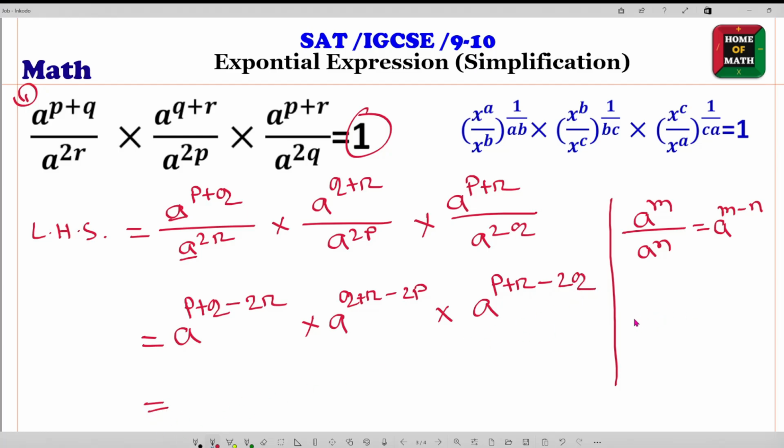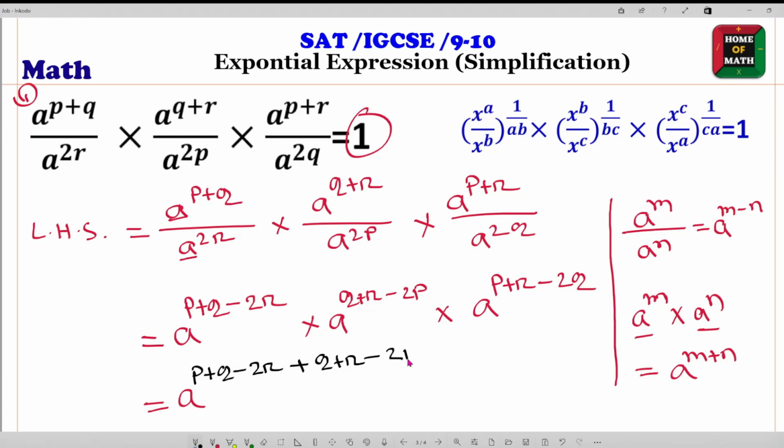Another law: once bases are the same, a to the power m times a to the power n, in a product the powers will be added, so a to the power m plus n. So similarly here it is a, and the power p plus q minus 2r plus q plus r minus 2p plus p plus r minus 2q.